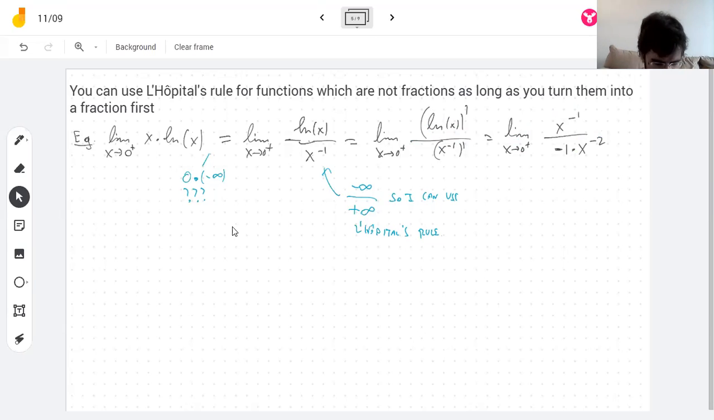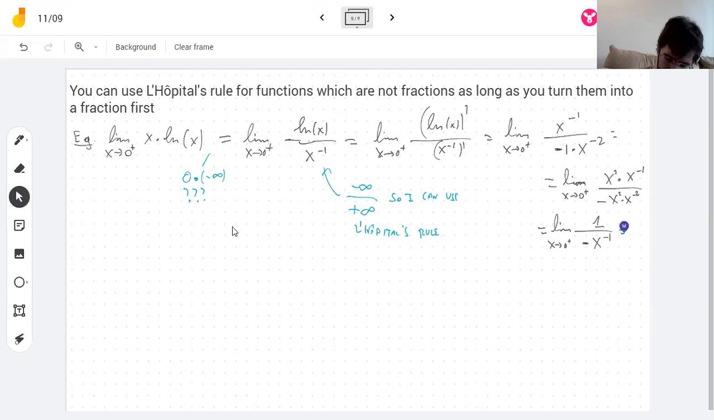What do I do here? I simplify. I multiply the numerator and denominator by x. And this becomes x to the zero divided by negative x to the negative one. When you multiply powers of x, the exponents add. And 1 divided by x to the negative 1, now we're going to do what we just did. And this is going to be just negative x. And this limit is just 0.